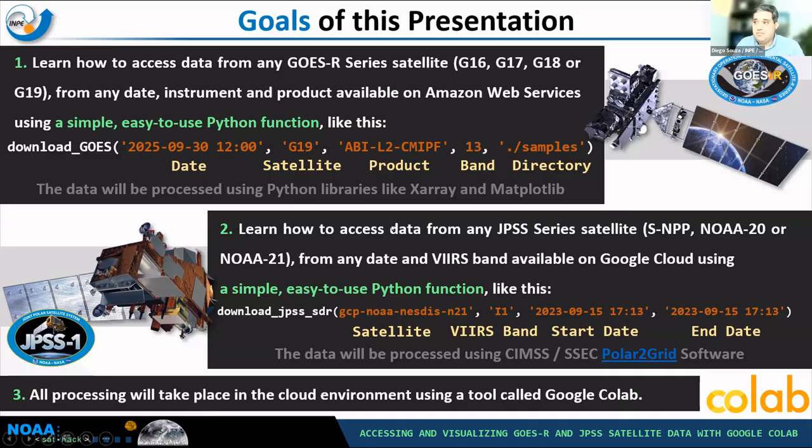Next, we will learn how to access JPSS data, including NPP, NOAA 20 and 21, for any date, and VIIRS band available in Google Cloud. Again, using a simple Python function where you just need to inform the satellite, the VIIRS band, the start date and the end date, and all granules between those dates will be downloaded. Okay, and we'll show you how these files can be processed using a software called Polar2Grid, developed by the University of Wisconsin. And all this processing will take place entirely in the cloud using Google Colab, so you won't need to install anything on your local machine. However, all the examples also work if you want to run them locally.